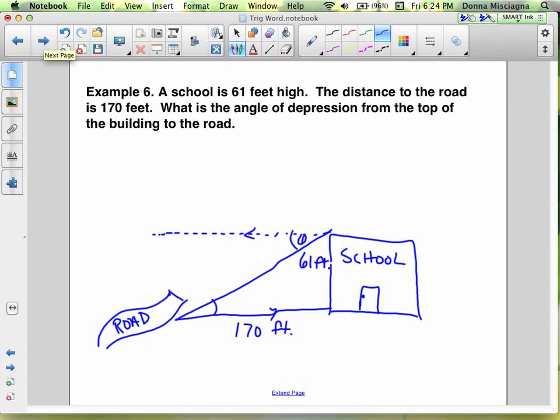All right? So angle of depression, I think, is a tricky thing because it's outside the triangle. But that angle right there is the same as this one here. Now, if it didn't use the word angle of depression, what if it said the angle from the top of the road to the building and it left out depression? Then it would be this angle here. So this would just be the angle from the top of the school to the road.